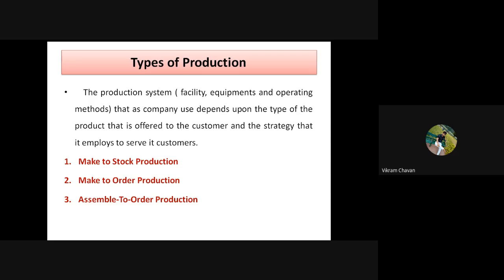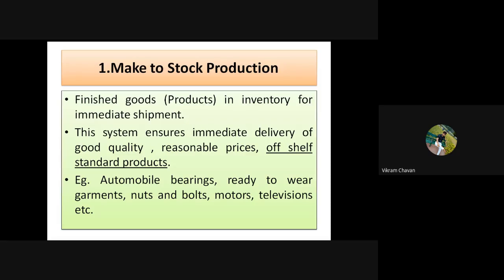Of a product, we can say that we can segregate the production types. Okay, so the first one is make to stock production, the second one is make to order production, and the third one is assemble to order production. Okay, so we'll see the first one. Okay, make to stock production.